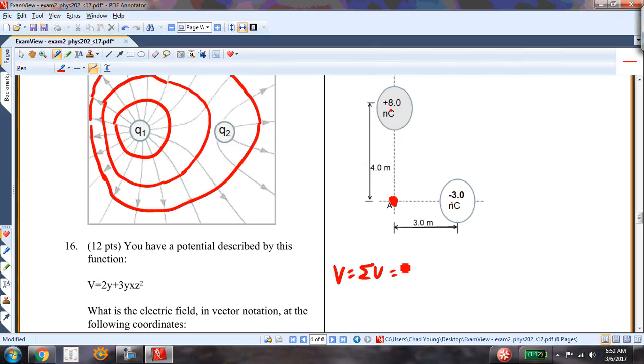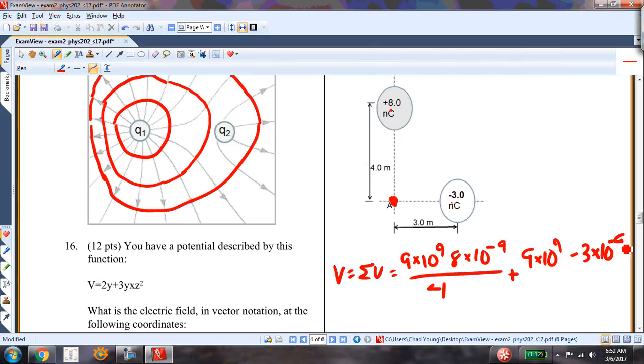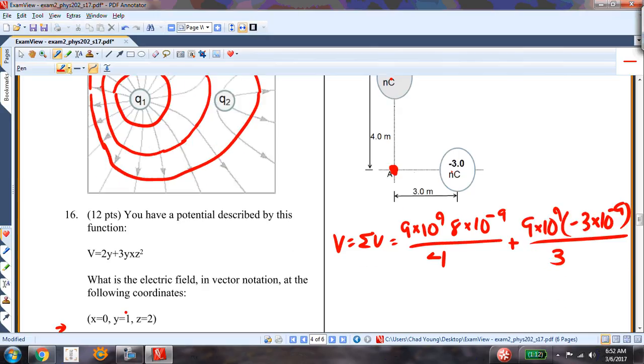That's going to be kq over r: 9 times 10 to the ninth, 8 times 10 to the minus 9, divided by r, which is 4, plus 9 times 10 to the ninth, negative 3 times 10 to the minus 9, divided by 3. Now I can cancel some things. I'll cancel this and this, and this leaves me 2. So that's 18. This and this and this, minus 9.